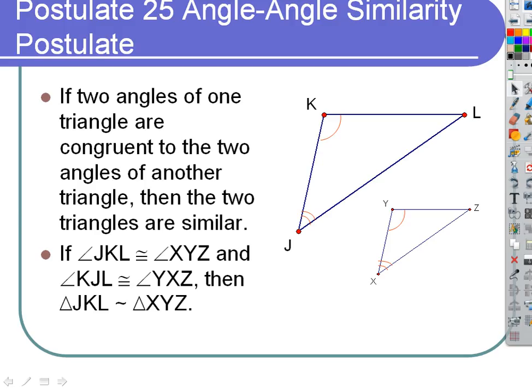Because if two angles are congruent, and the sum of the angles has to be 180 for both triangles, doesn't that mean we get the third one for free? Doesn't it also have to be the same? If these 2 are the same as these 2, then the leftovers that add up to 180 would also have to be the same. Okay? So we get that one. We're going to get 2 more in 8.5 that I'm not going to introduce right now, but they're coming soon.